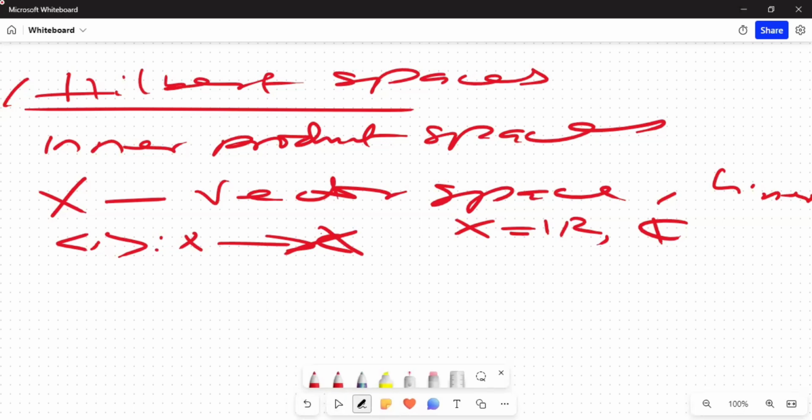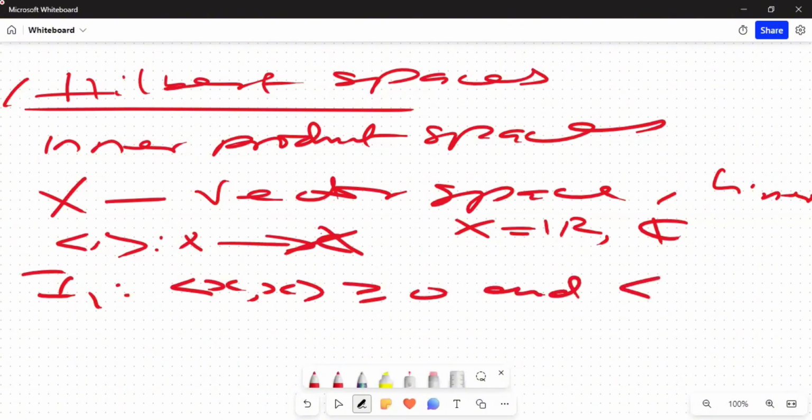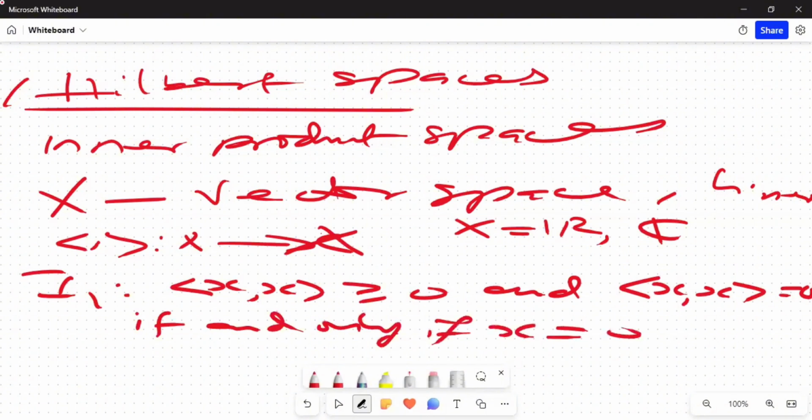Number one, maybe I call it I1. I1 is that the inner product of X, X is always positive, greater than or equal to 0. And also, inner product of X, X is equal to 0 if and only if X is a 0 vector. Okay? So that was the first axiom.